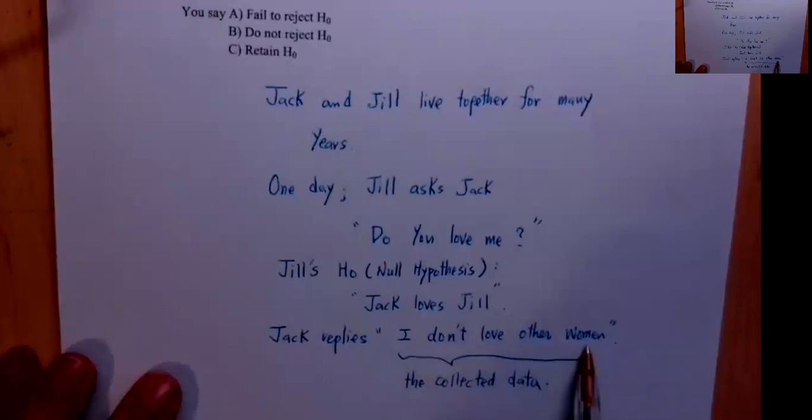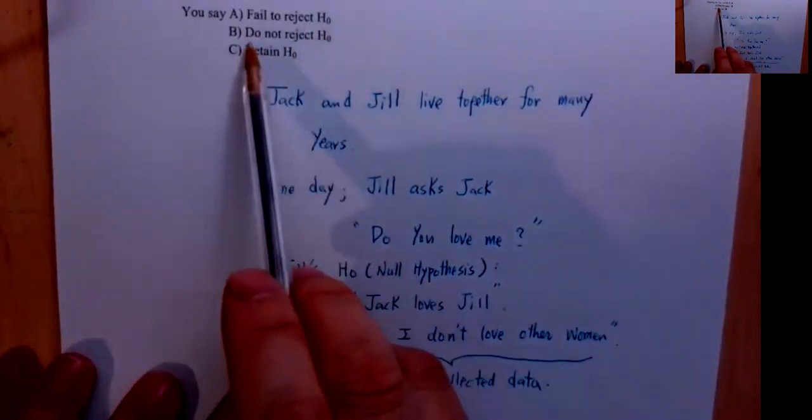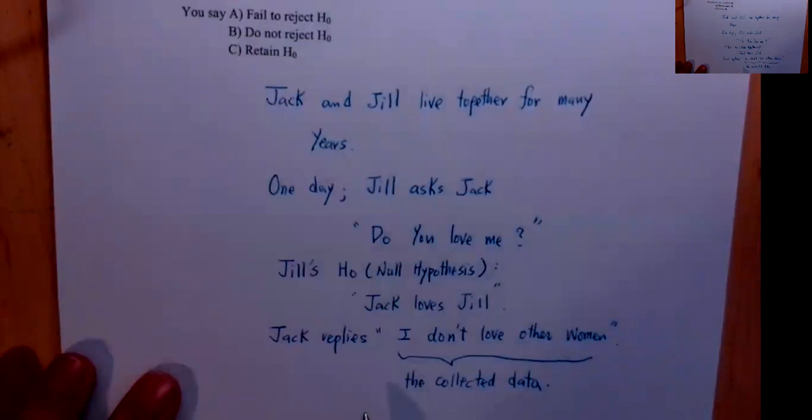So based on this collected data, Jill can only say she fails to reject H naught. She does not reject H naught. She retains H naught. But she doesn't want to say she accepts H naught because she doesn't hear Jack say, I love you. Is that clear? So in hypothesis testing, you don't say you accept H naught. You say you fail to reject H naught. You do not reject H naught. You retain H naught. Okay? Don't say you accept H naught. You do not reject H naught simply because the collected data is not strong enough. Okay? That's all for hypothesis testing.